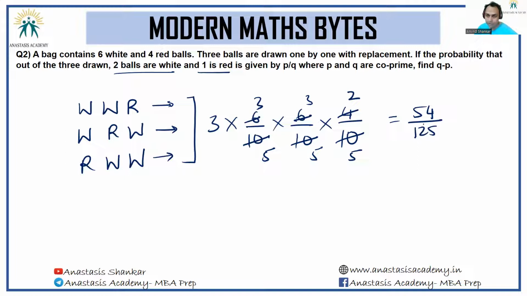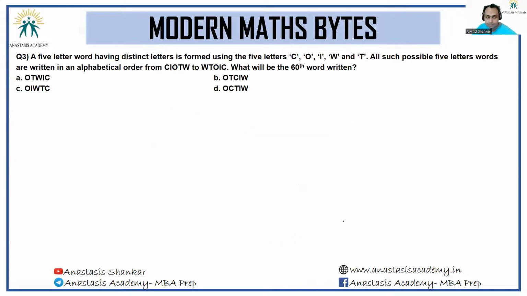And these two are co-prime. This is the simplest form of the ratio. Finally, we were asked to find Q minus P. So 125 minus 54 we have to do. The answer to the question will be 71.